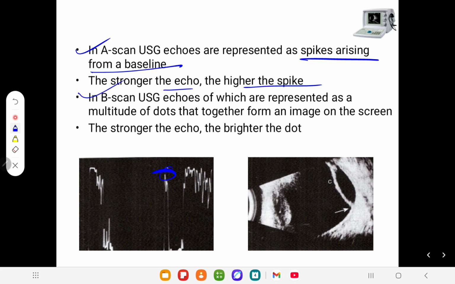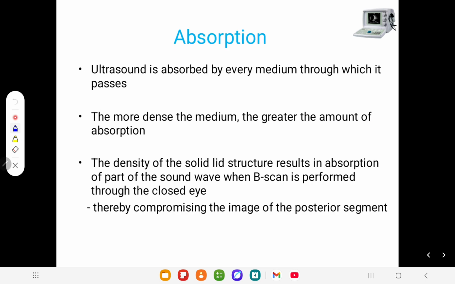In the B scan, what do we mean by a stronger echo? Echoes are represented as a multitude of dots together forming the image scan. So the stronger the echo, the brighter the dot, because B scan is two dimensional. Reflectivity is shown as brightness. I'll tell you about it.